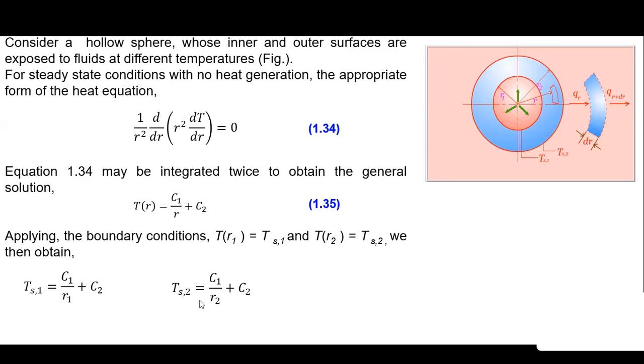Second boundary condition will yield C1 upon R2 plus C2. Now you have got once again two simultaneous equations in which two arbitrary constants C1 and C2 are there. You have to solve them, and once you solve for C1 and C2, the general solution for the temperature distribution will be like this, where this R is the radius at which the temperature is to be determined.